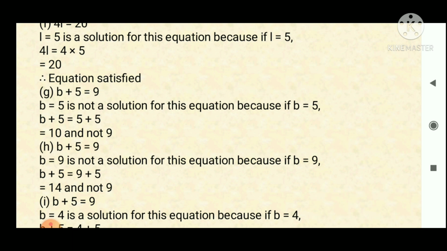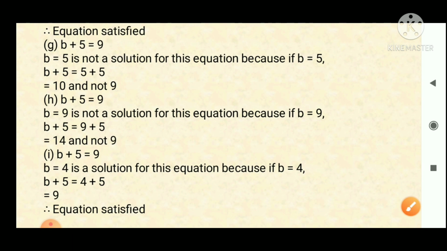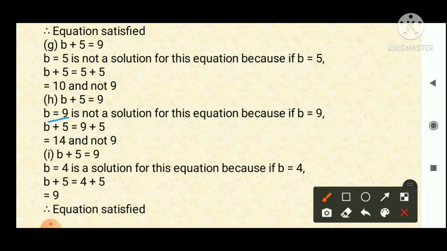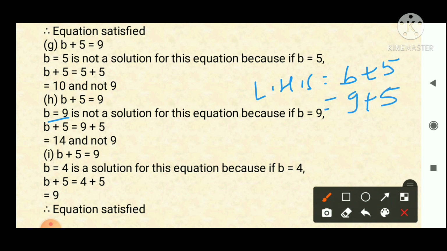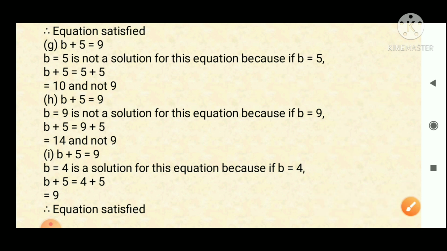Now next we take the value of variable b is equal to 9. Here the left hand side is b plus 5. Now we put the value of b is equal to 9. 9 plus 5, 14. But here the right hand side is 9, which is not equal to the right hand side. So the equation is not satisfied. So b is equal to 9 is not a solution for this equation.